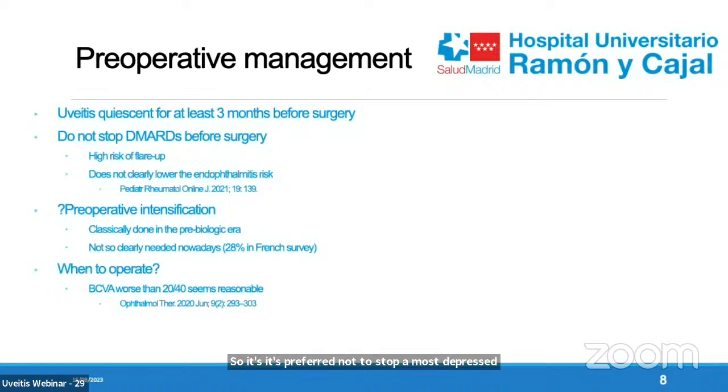Is there a need to intensify preoperative medication? Classically, it was done in the pre-biologic era, but it's not so clearly needed nowadays. In the same French survey published in 2021 that I cite here in this slide, only 28% of the surgeons use preoperative intensification. It can be done if you think it will be useful for your patient. Usually 1 week of topical or systemic steroids is enough in order to prevent this postoperative inflammation.